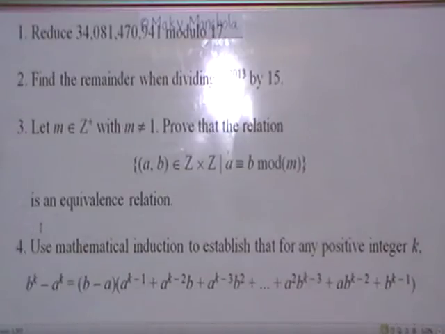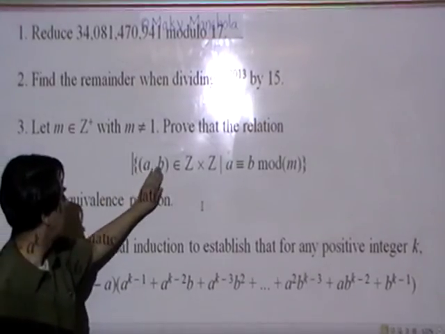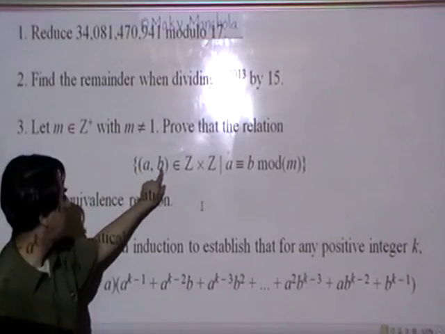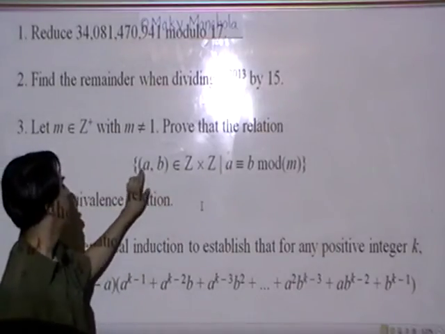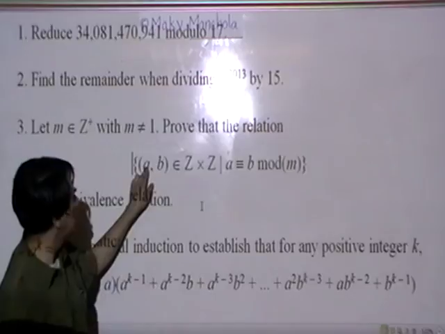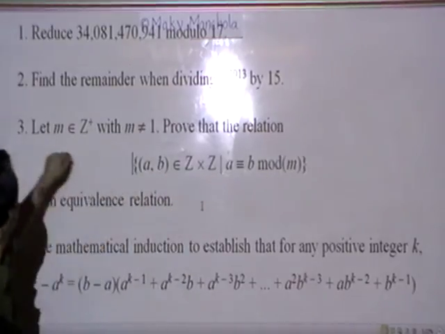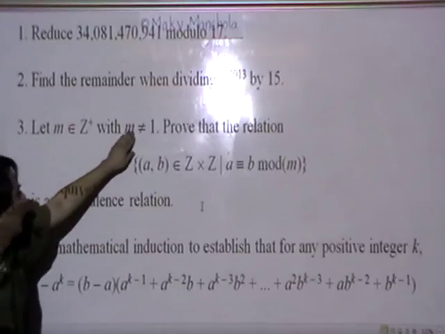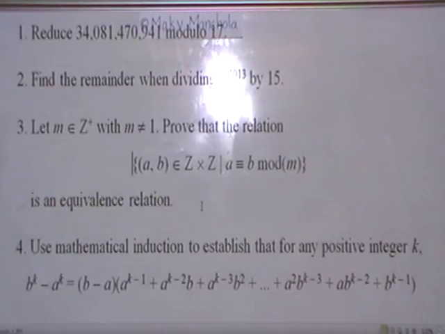Our third exercise is to go ahead and prove that the set of ordered pairs A, B, where A is an integer and B is an integer, such that A is congruent to B mod M, with M being a positive integer not equal to 1, is actually an equivalence relation.